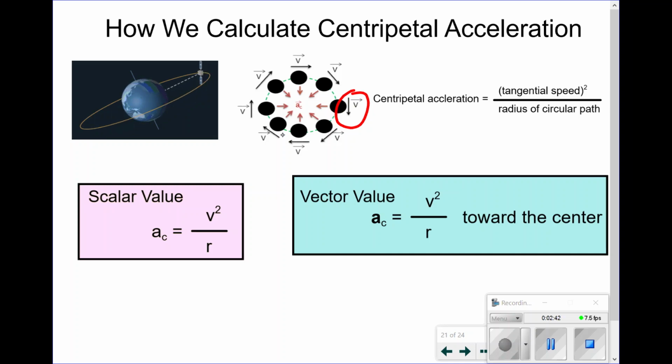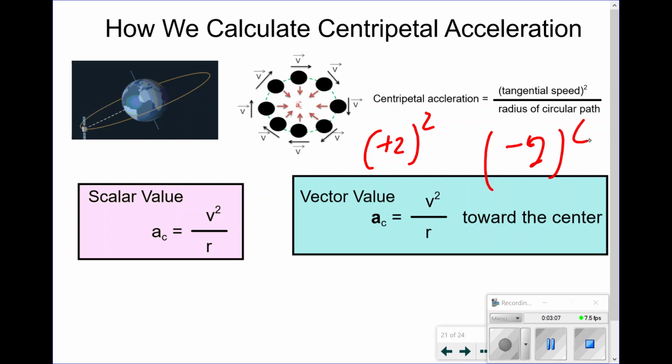We say speed instead of velocity for the very simple reason that the direction of the velocity does not matter when calculating the centripetal acceleration. The simple reason for that is we often associate a positive or negative sign for direction, and positive 2 squared is the exact same answer as negative 2 squared. Both come out to be positive 4. So we are only looking at the speed aspect of the velocity, not the actual vector concept.